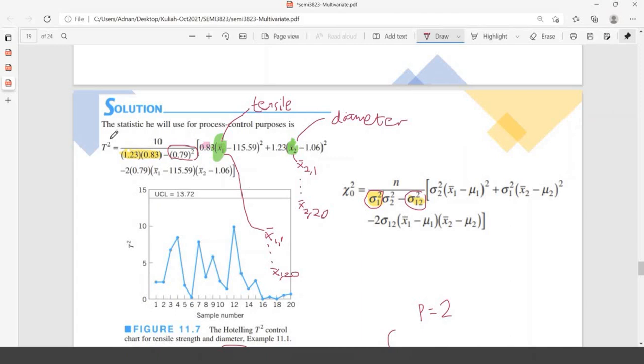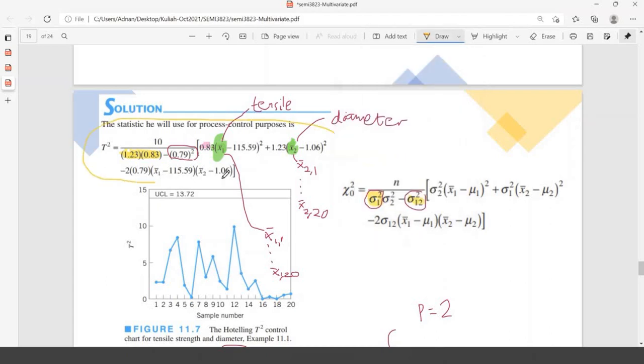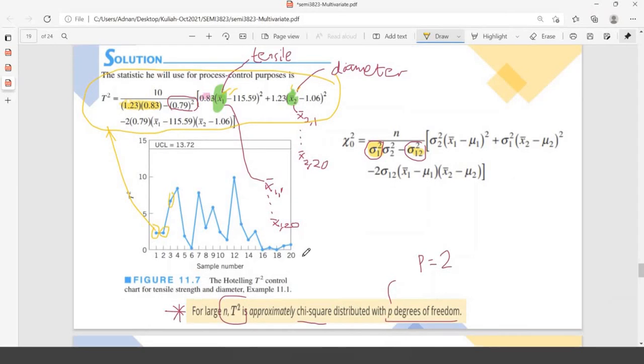Okay, so the individual values that we calculate here, the whole thing now will contribute to only 1 point every time we change the x1 and x2. Okay, so the second point is when you change this value and this value. The third point is when you change this value and this value. Okay, so that's where we plot the statistics of T squared. But now the question is how can we decide the control limit?